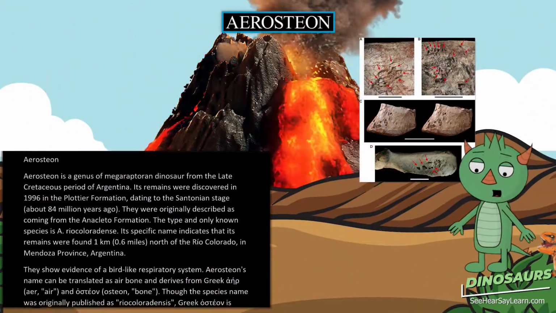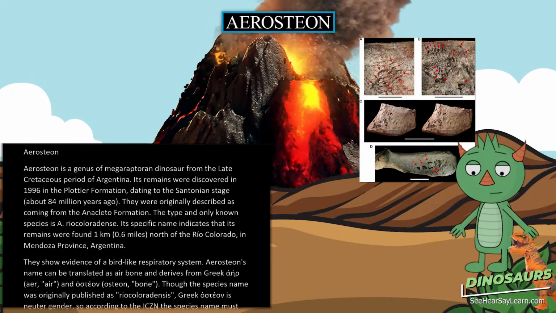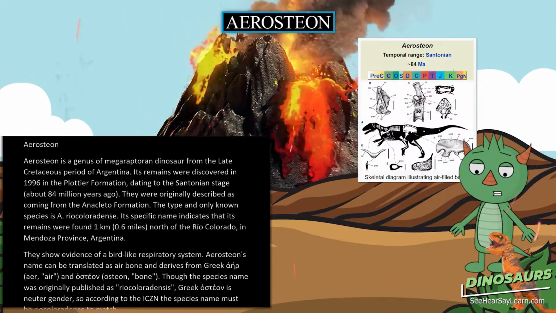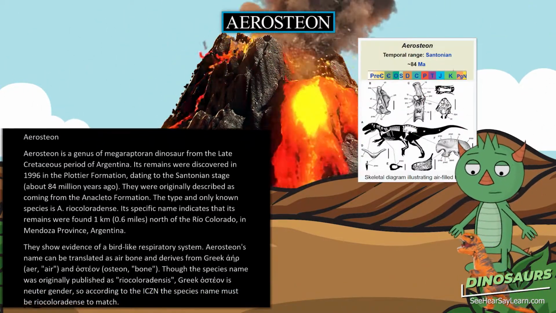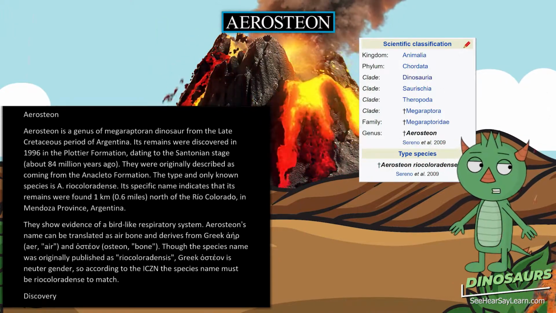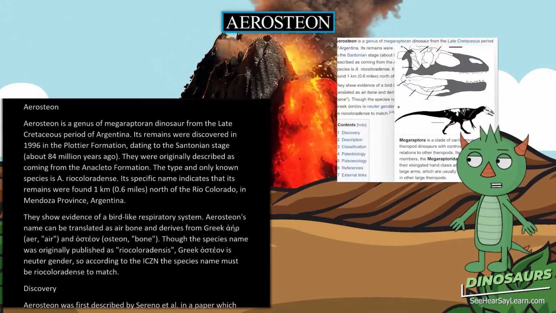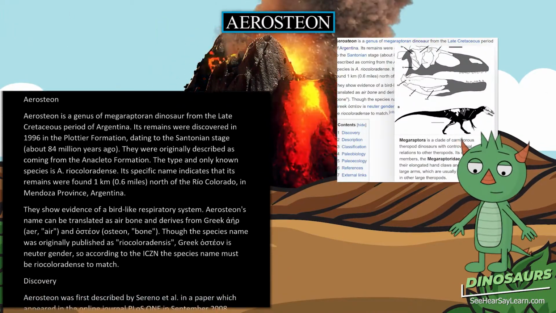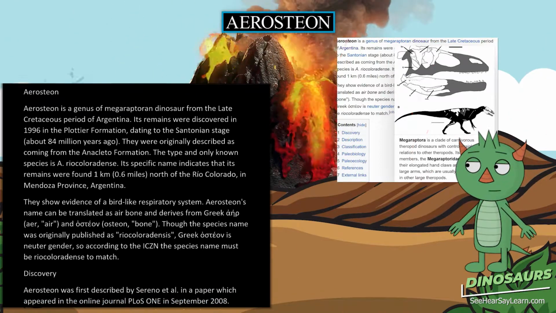Aerosteon. Aerosteon is a genus of megaraptoran dinosaur from the Late Cretaceous period of Argentina. Its remains were discovered in 1996 in the Plottier Formation, dating to the Santonian stage, about 84 million years ago. They were originally described as coming from the Anacleto Formation. The type and only known species is A.